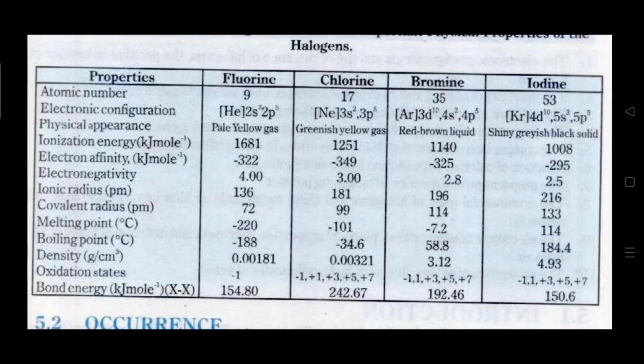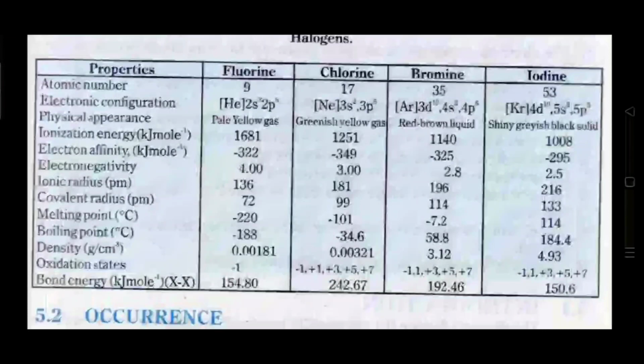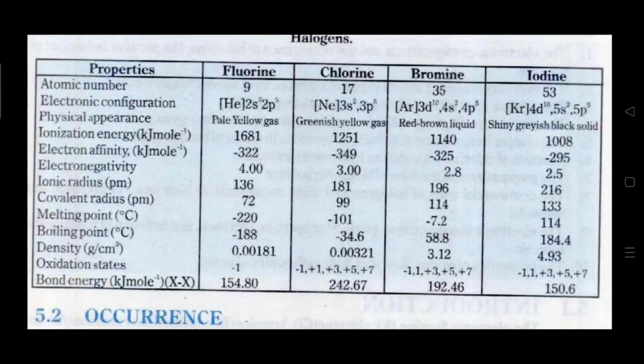If we talk about the melting and boiling points of group 7 elements, we will come to know that when we move from top to bottom, the melting and boiling points usually increase. If we talk about the oxidation state of group 7 elements, all the elements of group 7A show the -1 oxidation state. Fluorine shows only -1 oxidation state, but chlorine, bromine, and iodine also show +1, +3, +5, and +7 oxidation states as well. This is very important. You have to memorize the oxidation state of fluorine, which is only -1.